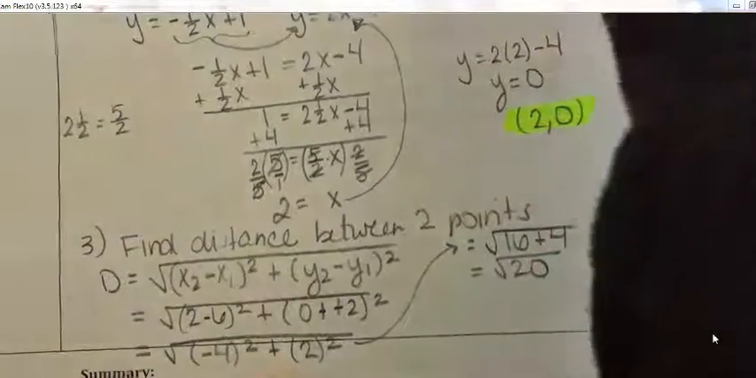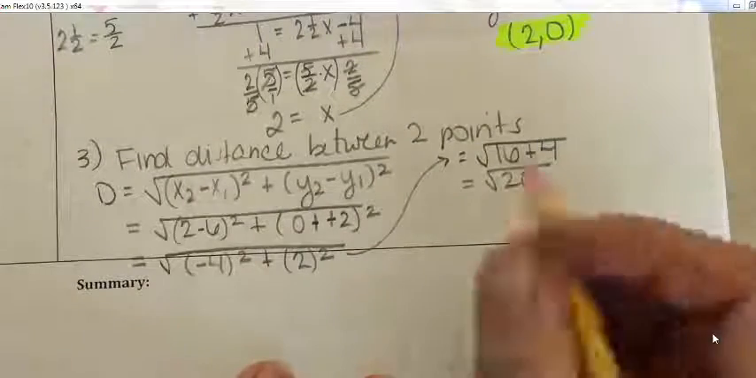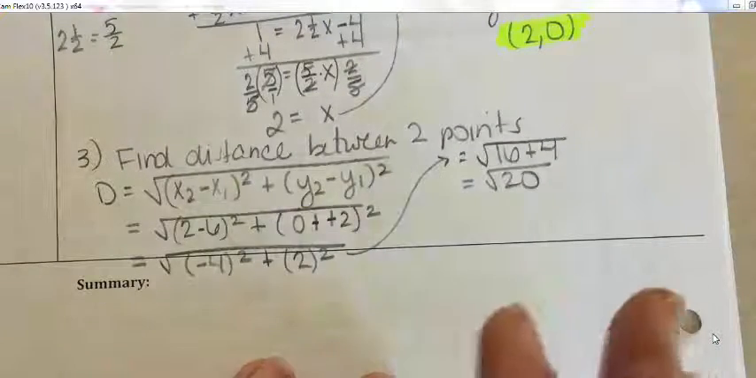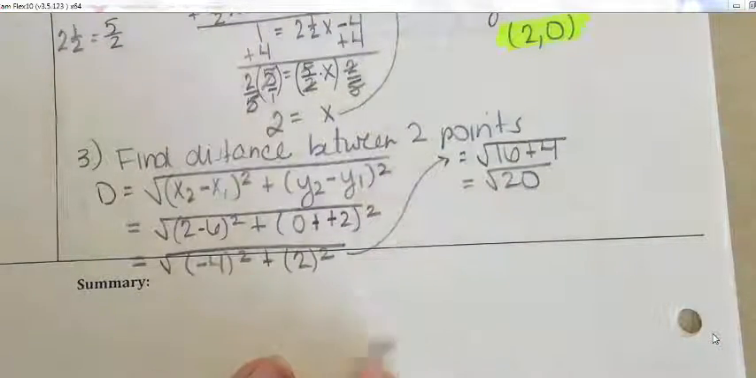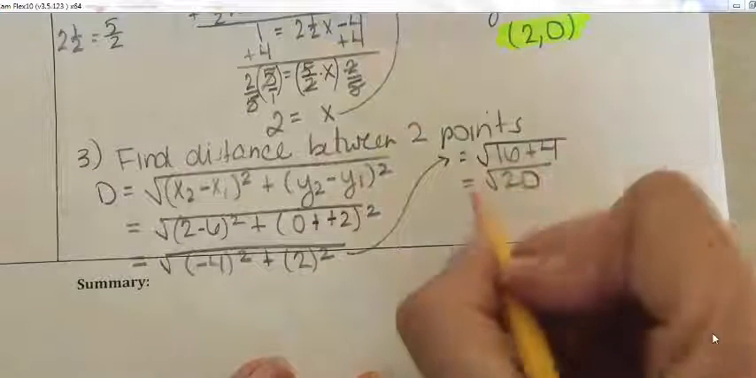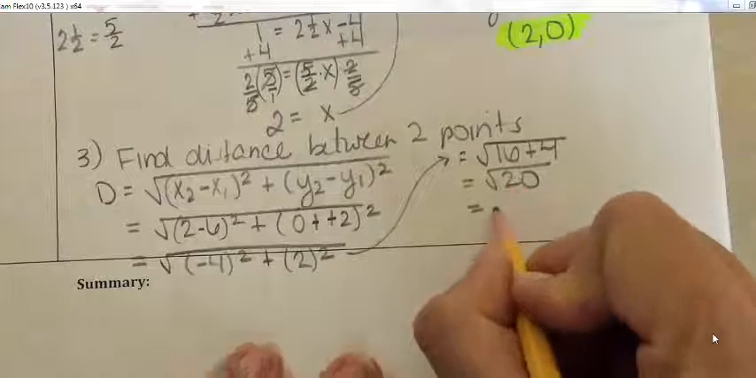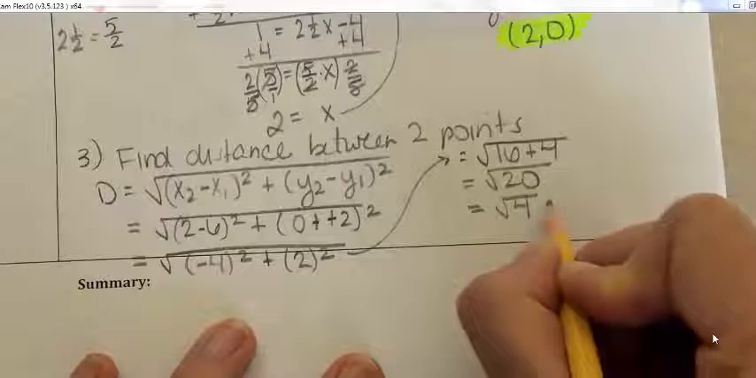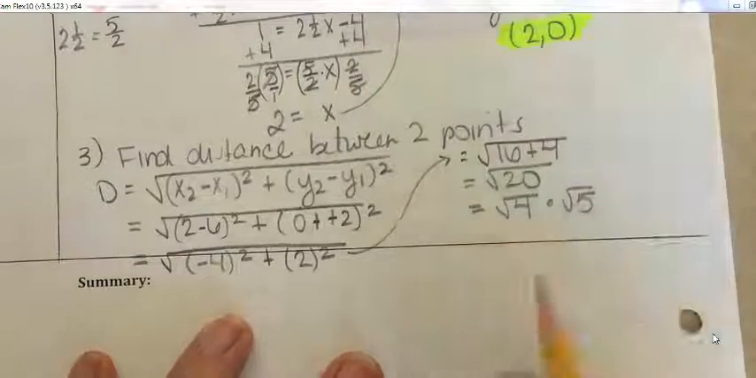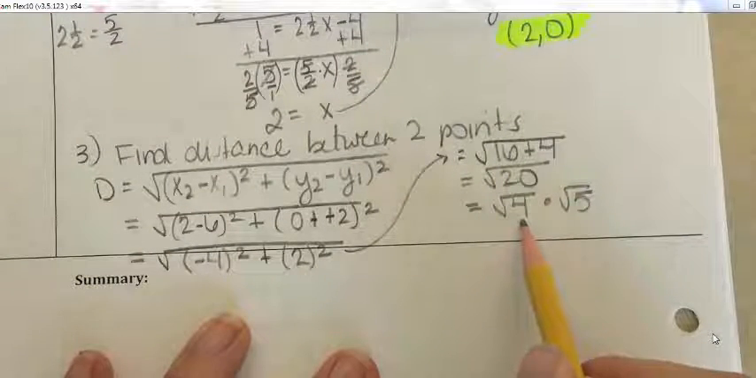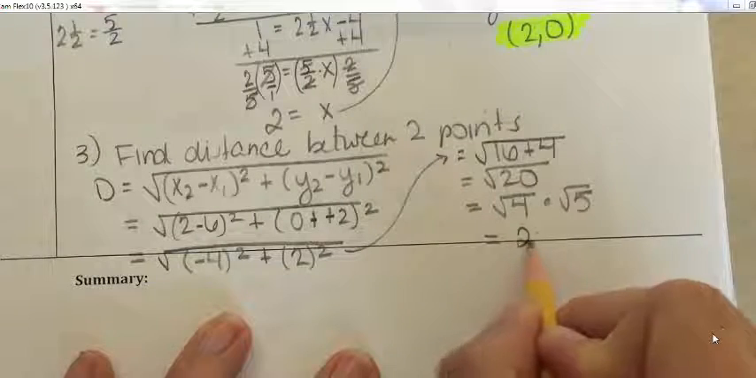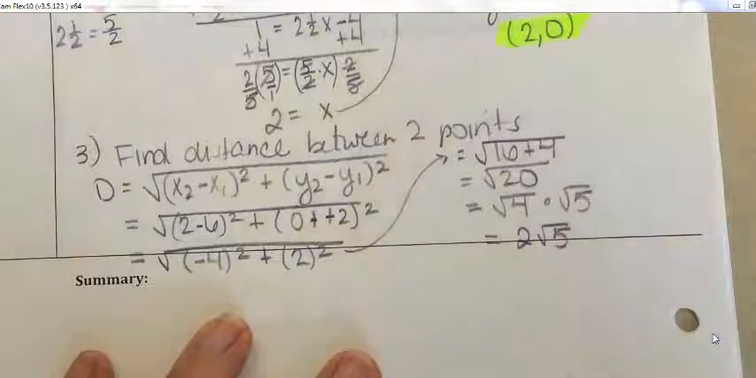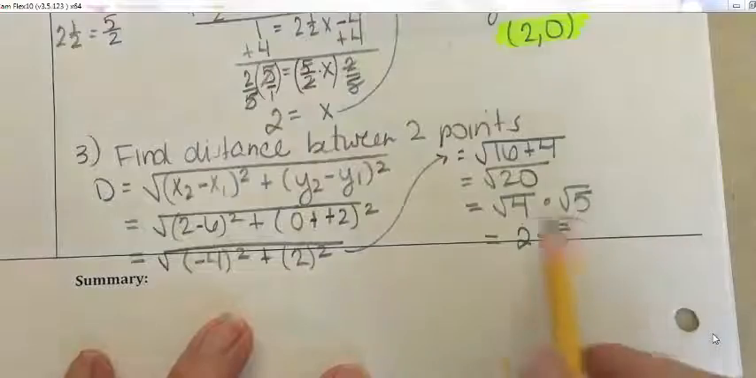Now let's simplify that. Don't just put it in your calculator. I want the most exact answer. So for your next test, I want to see these radicals simplified, not necessarily just decimals that you've approximated using your calculator. So the square root of 20 can really be rewritten as the square root of 4 times the square root of 5. And the square root of 4, in fact, is a perfect square. So it's 2 root 5. And there's your answer right there.